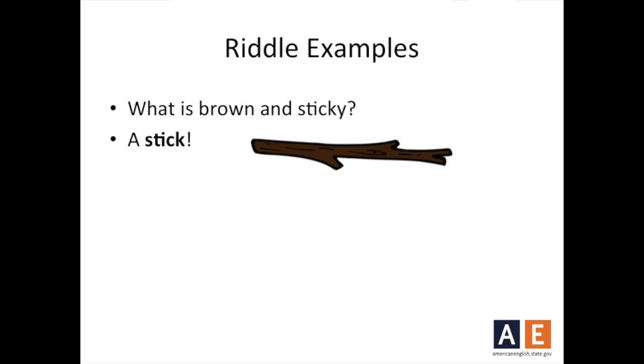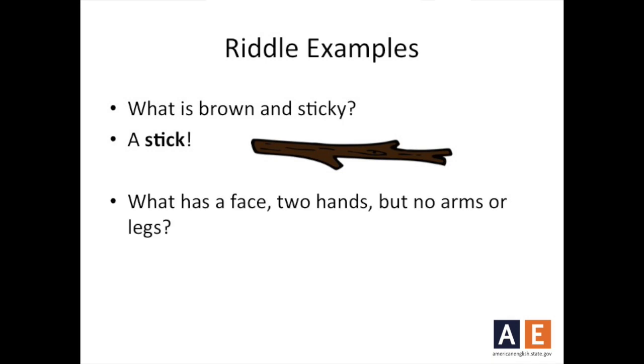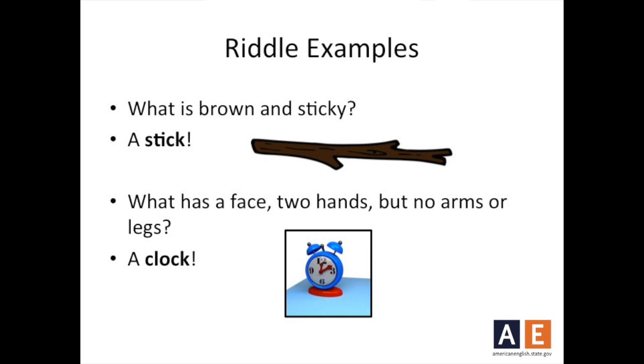Now, how about another riddle, Stephen? What has a face, 2 hands, but no arms or legs? I think I got it. Is it a clock? That's right. Good job. So again, we have a riddle playing with the words face, hands, arms. A clock has a face, 2 hands, a big hand and a little hand, but no arms.